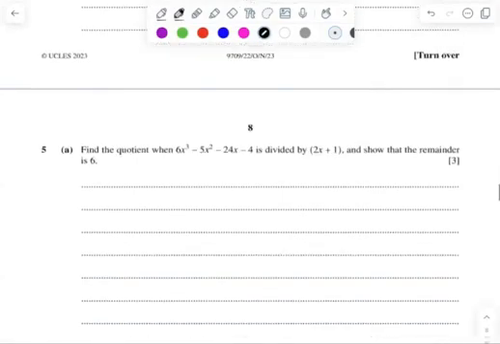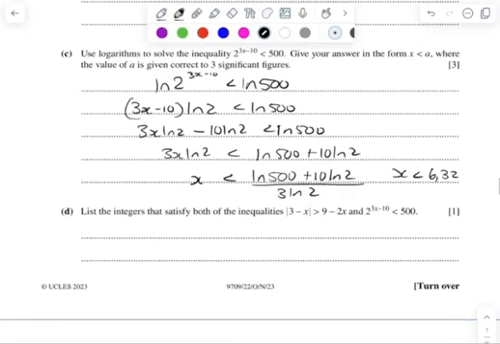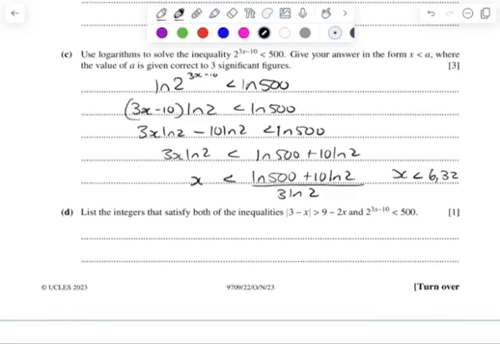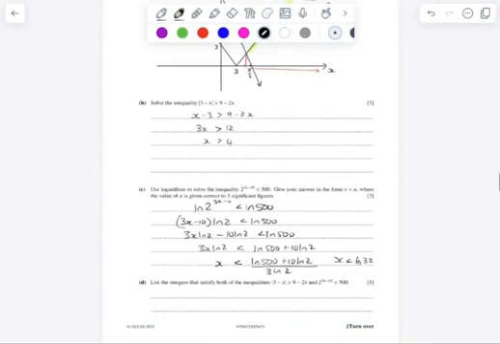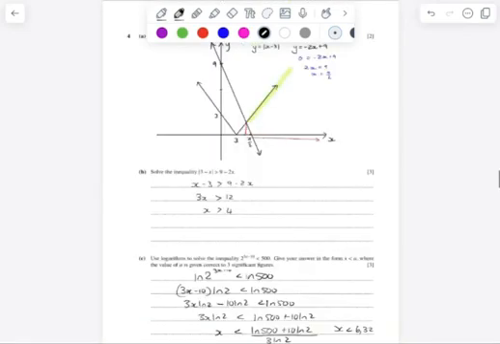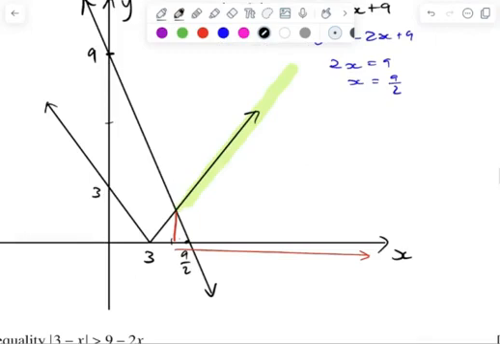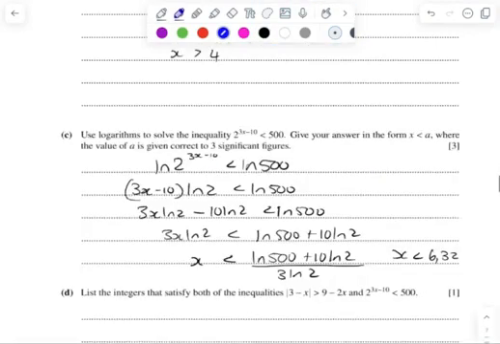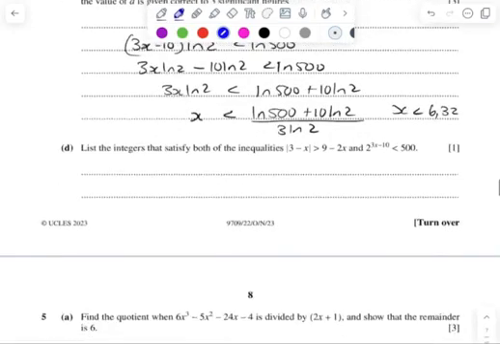Okay, what is this now? List the integer that satisfies both of these inequalities. Ooh, this is an interesting question. So that's why they've thrown it into the mix here. List the integer that satisfies both of these inequalities. Okay, so we want the mod to be greater than the straight line. So that's x must be greater than 4.